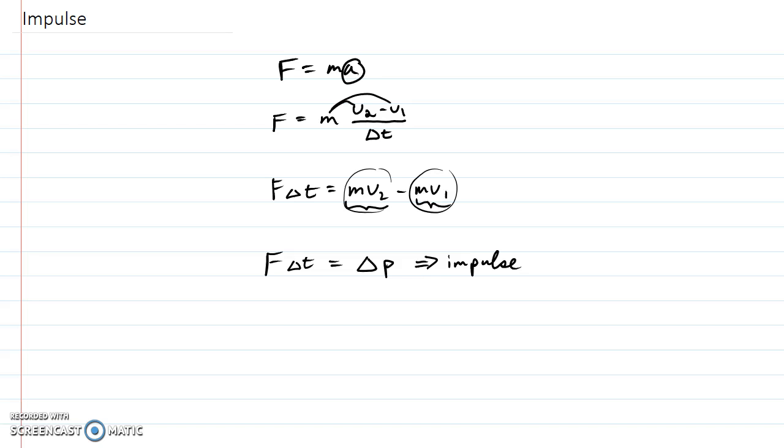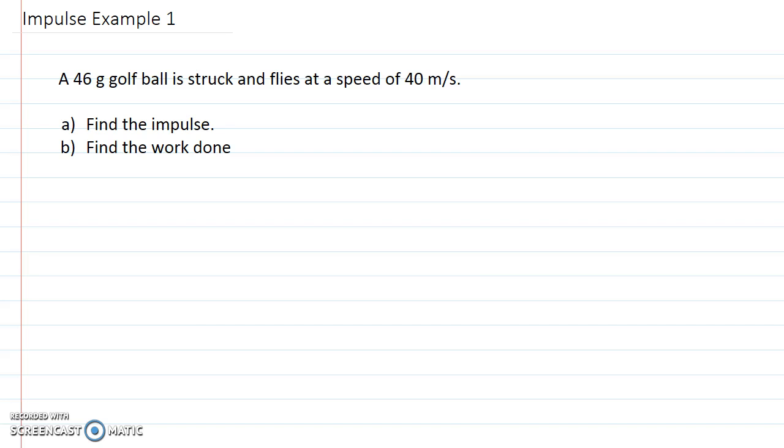Alright, so here's an example. A 46-gram golf ball is struck and flies at a speed of 40 meters per second. So find the impulse and then find the work done. Alright. So A, we just got an equation here. Force times change in t equals the change in momentum.